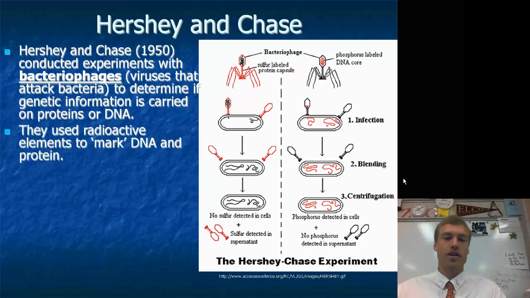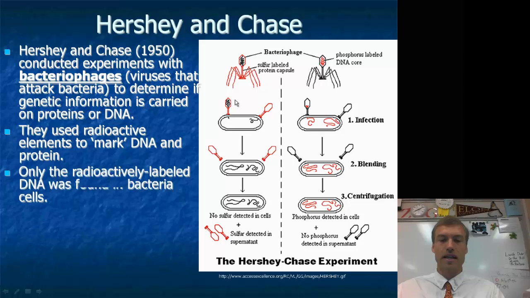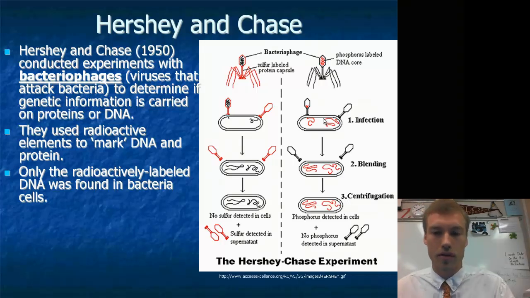What they're going to do is use radioactive elements to mark the DNA or the protein. So they basically make either the protein capsid on the bacteriophage or the DNA on the inside radioactive, so that they can track where those things go. And what they see is that only the radioactively labeled DNA is found in the bacteria cells. So that's partly how we know how viruses work.